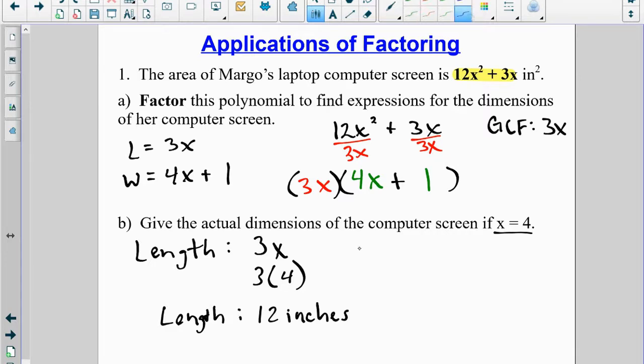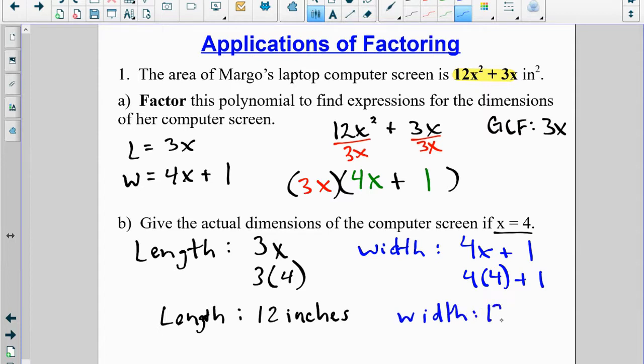Now for my width, that was 4x plus 1. Remember, that just means 4 times the x value plus 1. So we're going to substitute. The x value given was also 4. 4 times 4 is 16, plus 1 is 17. So my width is 17 inches. So there I have my dimensions of the actual computer screen. The computer screen is 12 by 17 inches. Not bad. It's a good sized computer screen.